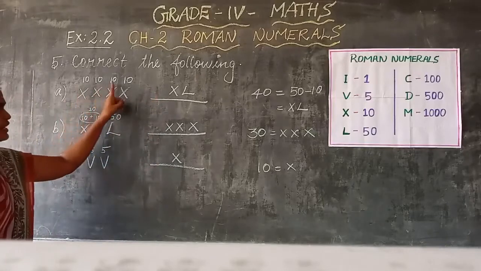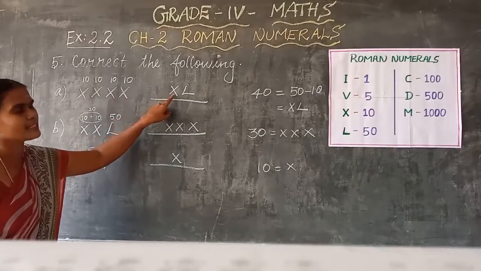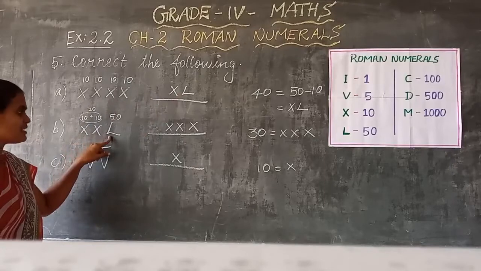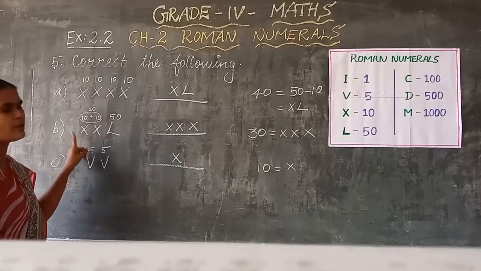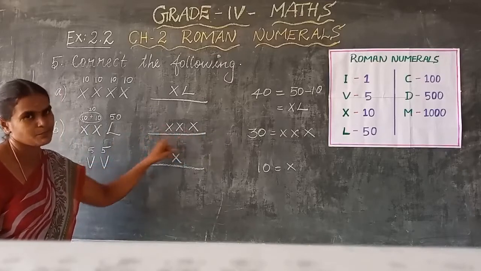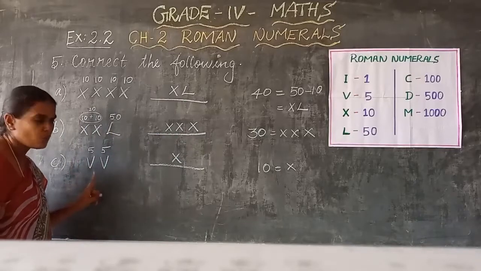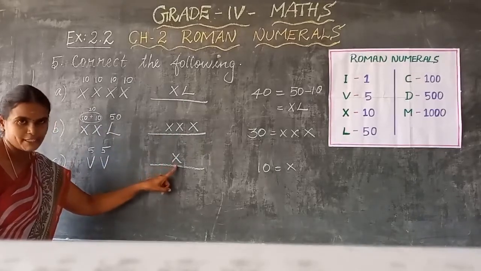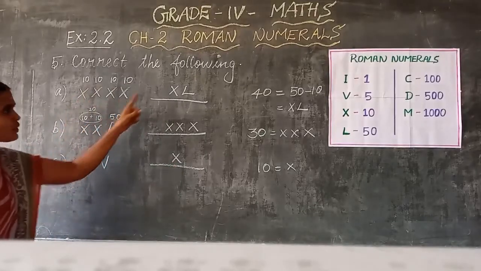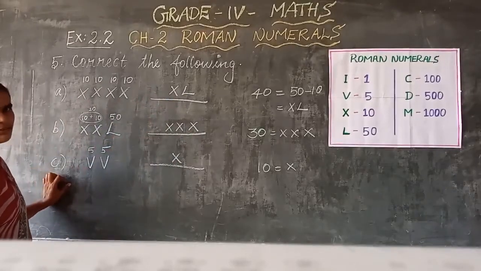Okay. So here 40, but 40 means 4 times X is wrong. What is the 40 Roman number? XL. So here given 30. XXL means 30 here given. So this is wrong Roman number. What is the correct Roman number for 30? XXX. Here given Roman number for 10, but this one is wrong. What is the Roman number for 10? X. So here given Roman numbers are wrong. This is only the correct Roman number. Okay. So copy this one in your book itself.